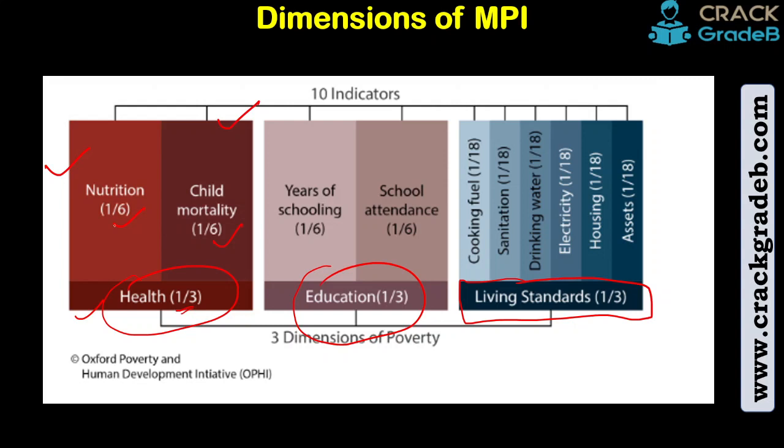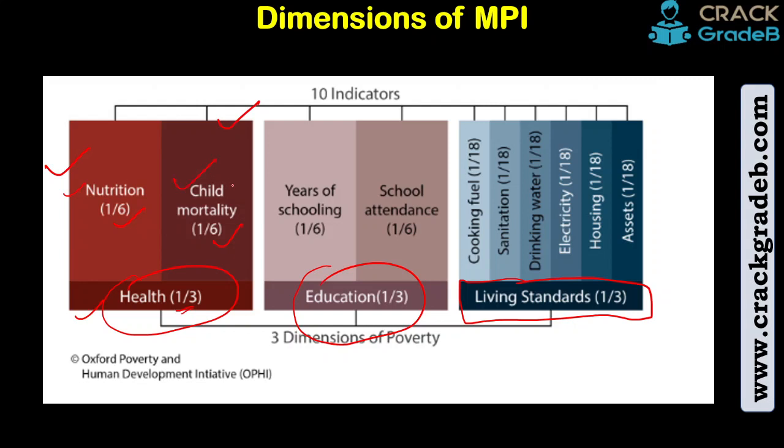What is nutrition? Nutrition may be the protein intake, the kind of food people have. It completely depends on earning as well. The person who is earning well may have a good amount of nutrition intake in his or her food compared to a person who earns less. So nutrition is an important factor.